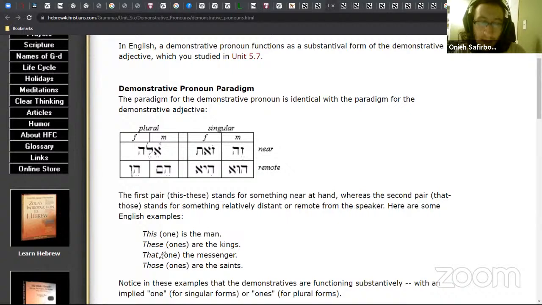Now, if you're saying "that" or "those," apparently you use these ones. Now, these are the pronouns for "he" and "she," which apparently can also be used to mean "that." And then these ones can also mean "those," but they are basically "they." Masculine they, feminine they.